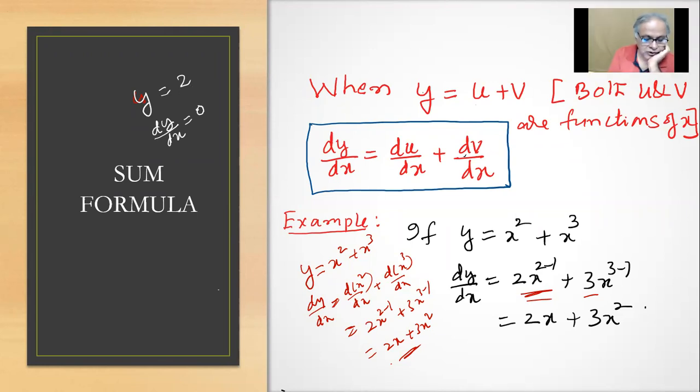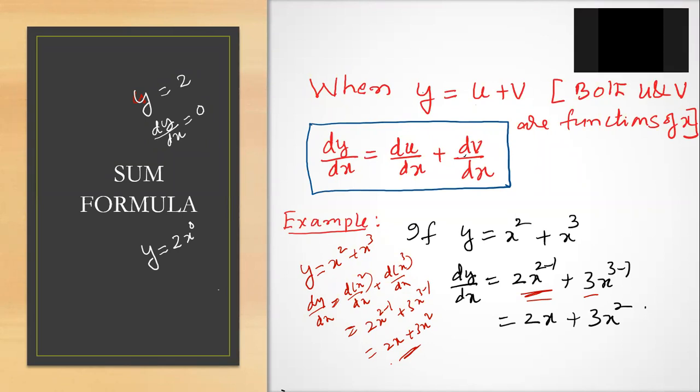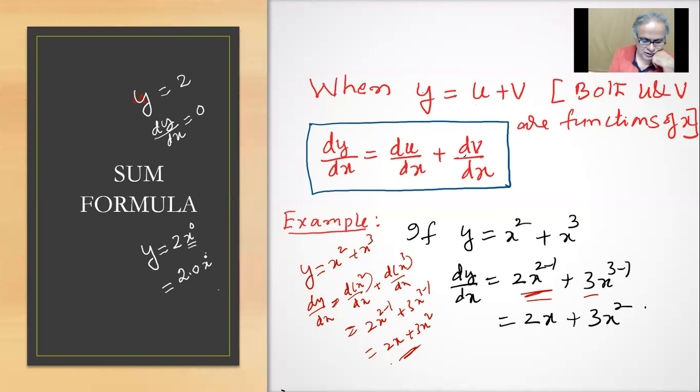But if you don't know that constant differentiation is 0, you can just follow the logic. 2 can be written as 2 into x to the power 0. I should not change the 2. So differentiation of this will be 0 into x to the power 0 minus 1. So how much is this? 0. So if I have a constant like this, the differentiation is 0.